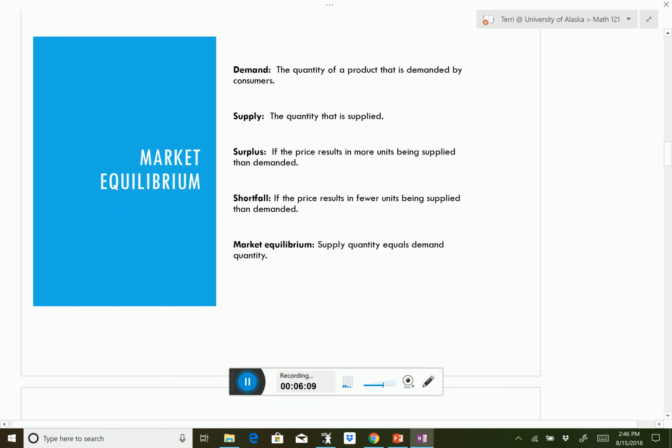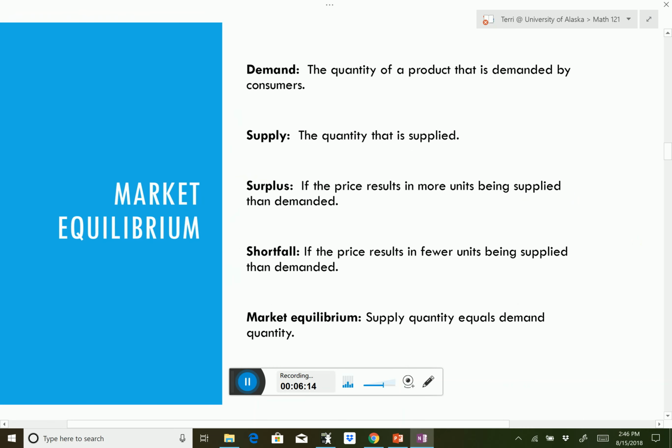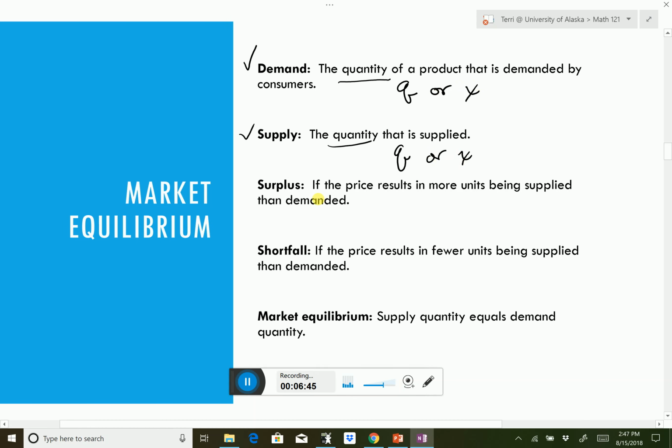So let's talk a little bit about another applied concept that we're going to be doing a lot. Market equilibrium. Most of you are in the business fields and you know about demand and supply. Demand being how much is being demanded by consumers. Supply, how much are suppliers supplying? And then we have the surplus. So notice these are both quantities. We usually call those Q or X. And then there's a surplus.